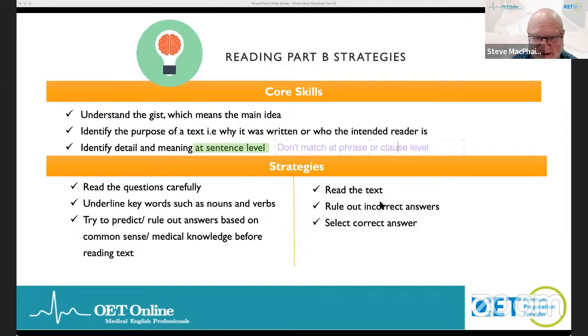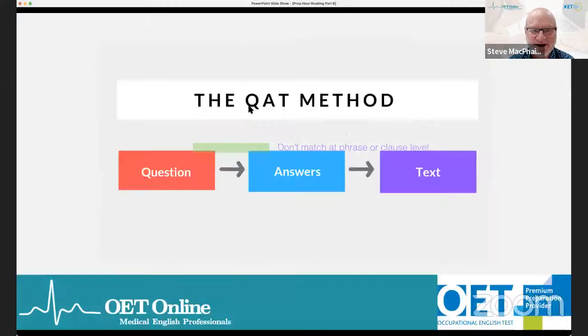Then we read the text, and then we rule out the incorrect answer choices. Then we select the correct one. That's what we do. All right, and we'll go into that with the QAT method, everyone. I think this is a really good method for Part B. We read the question stem. We read the answer choices quickly to just get a bit of a heads up what's being asked of us and what the choices are. And then we read the text, right?